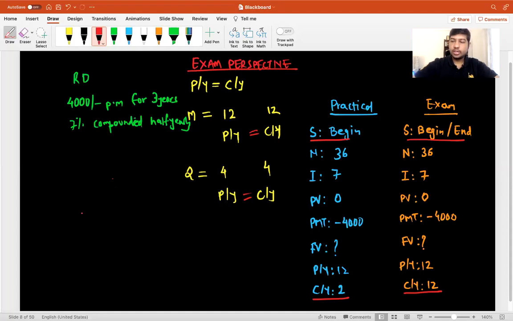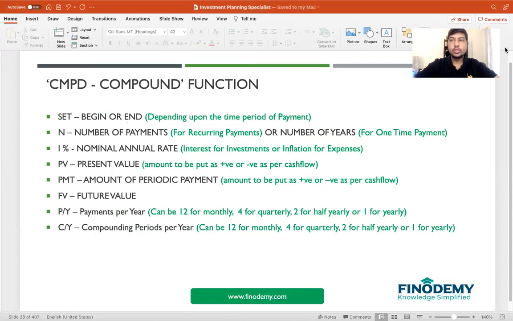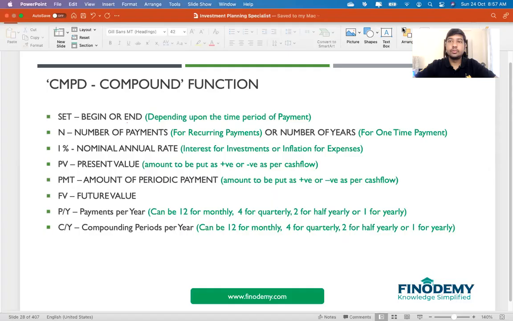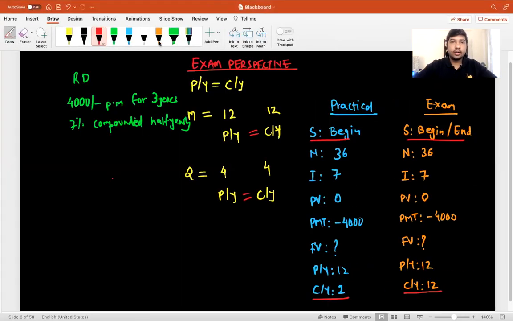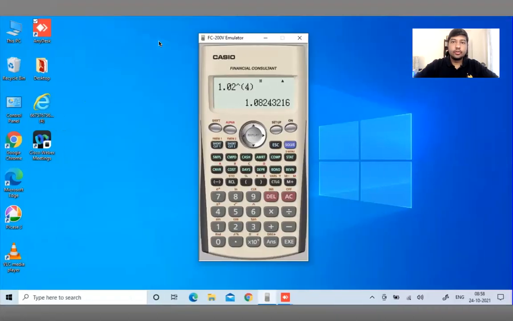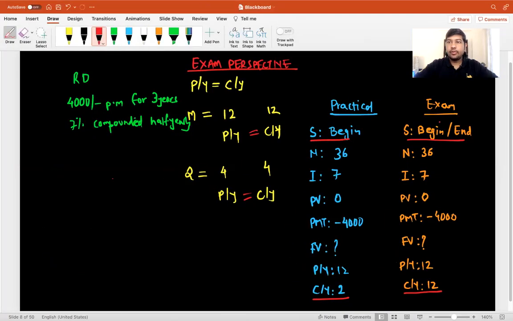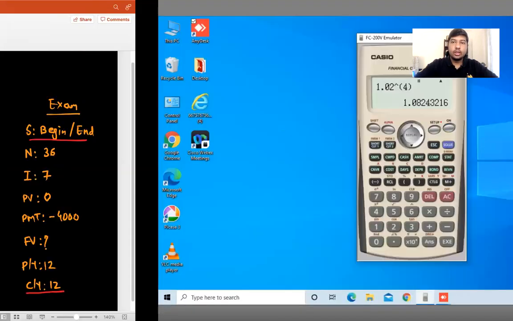So assuming that you're done writing this example, now I want you to also write this down. The compound function steps, please note it down. I'm giving you a few minutes to note it down. Assuming you're done writing, now let's learn how to calculate this in the calculator. So first we will learn the practical way, then we will learn the examination way.